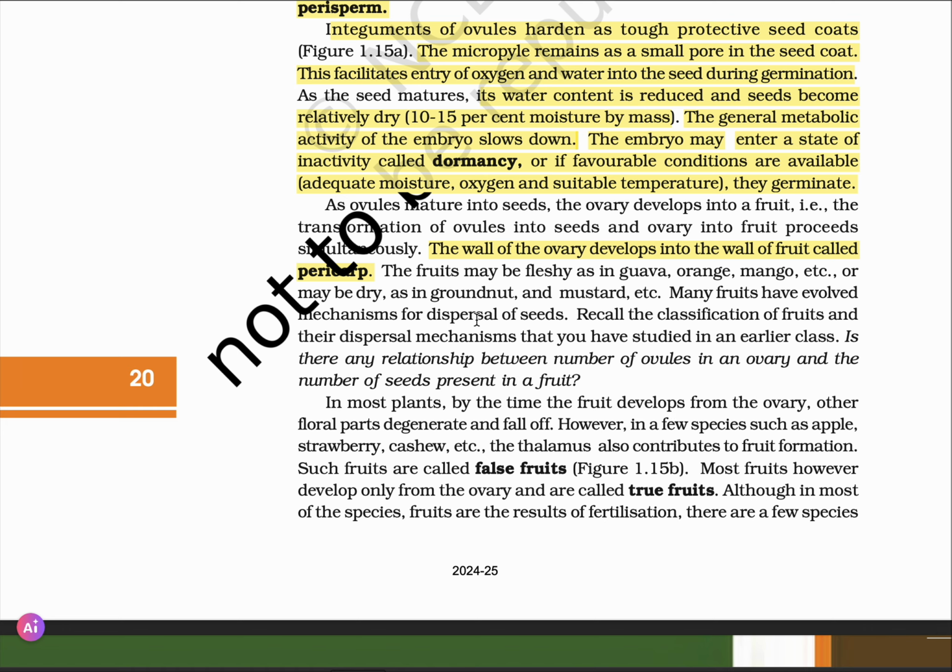The fruit may be fleshy as in guava, mango, oranges, or it may be dry as in groundnut and mustard. You need to remember that. This is important from the NEET point of view as well as for MCQs in CBSE. And many fruits have evolved mechanisms of seed dispersal. We have studied the classification of fruits and dispersal mechanisms in earlier classes, in grade 11 and in 9 and 10 as well.